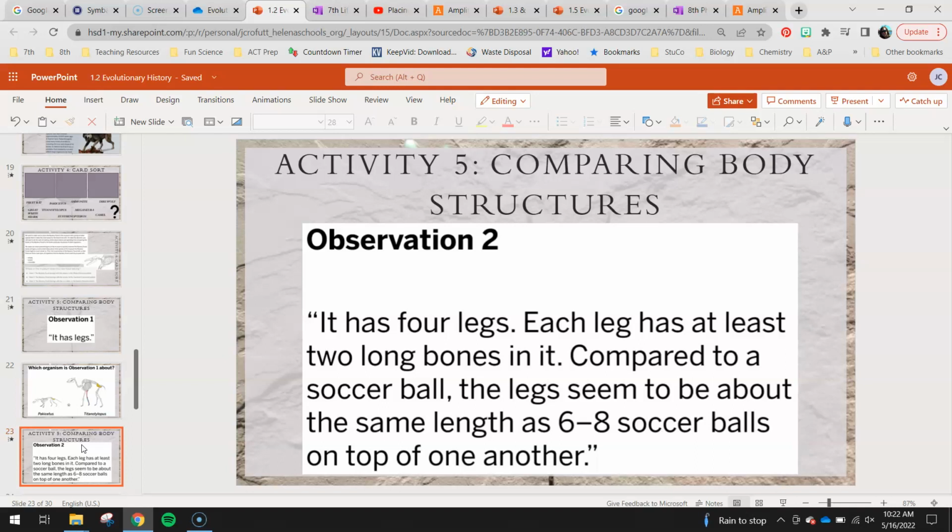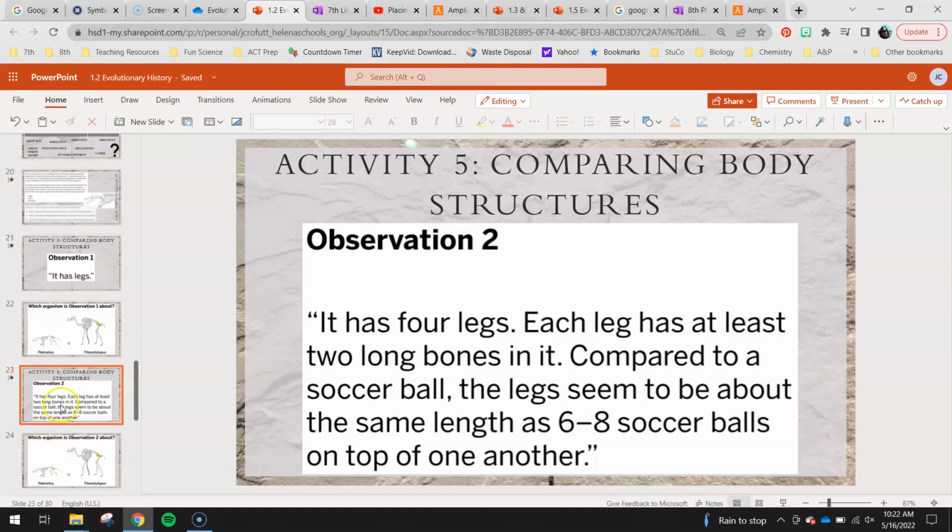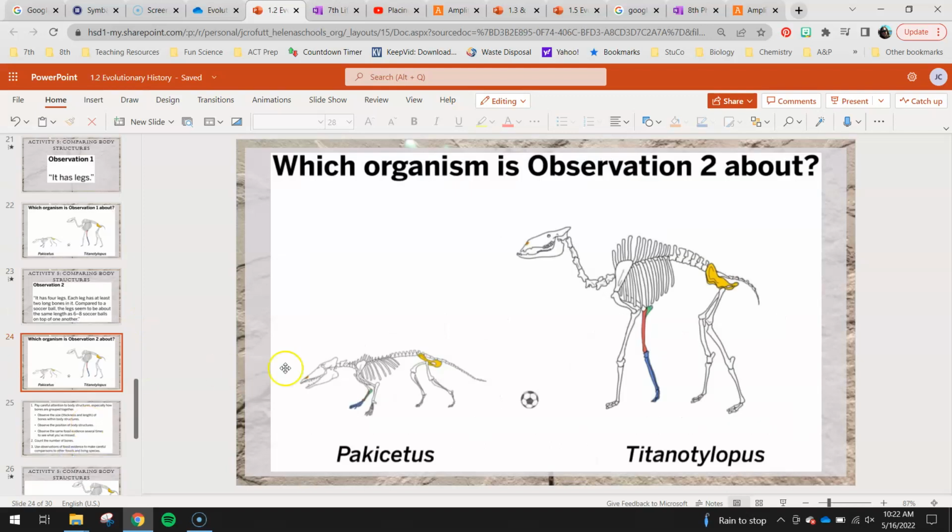It has 4 legs, each leg with at least 2 long bones in it. Compared to a soccer ball, the legs seem to be about the same length as 6 to 8 soccer balls on top of one another. Okay, so there's a good observation, much better than the first one that says it has legs. So if we were to look at this and say, all right, it has 4 legs, so all these have 4 legs, so obviously we've got to go a little bit further. Each leg has at least 2 long bones in it.